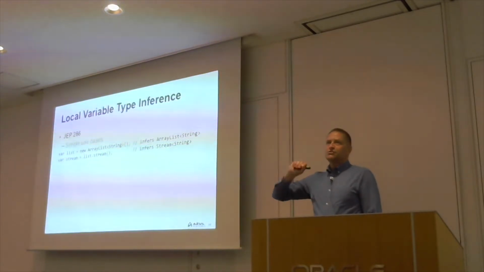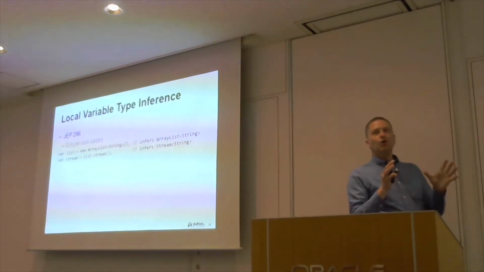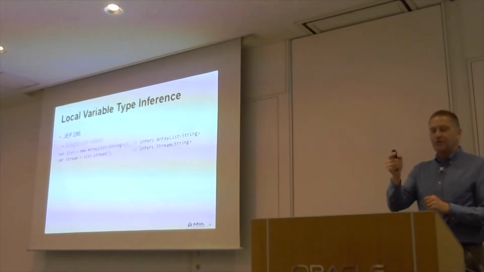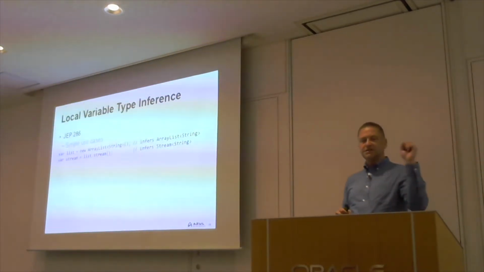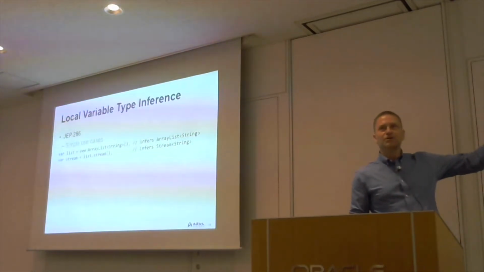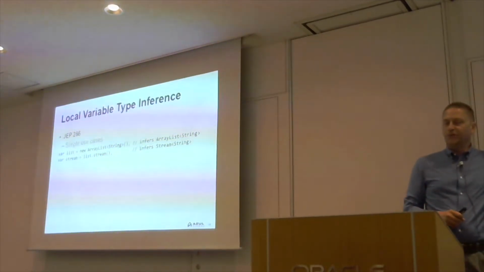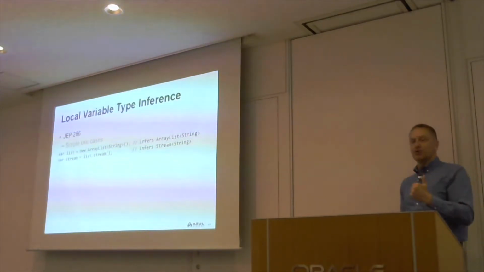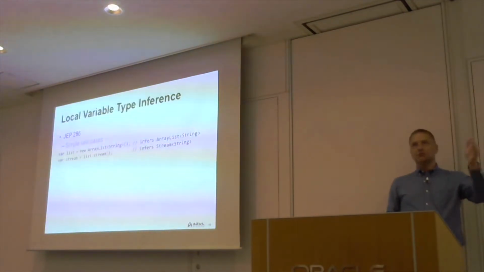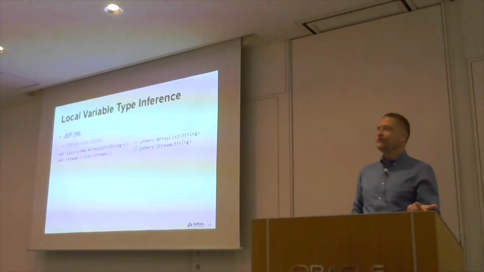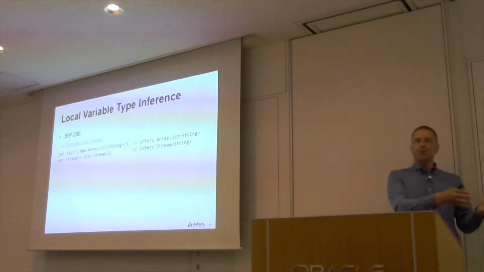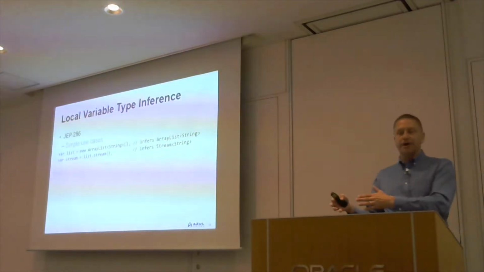What you can now do is, rather than specifying the type of your variable, you can let the compiler infer it for you. A very simple example here is I can say var list equals new ArrayList of type String. In that case, the compiler can very obviously infer that the variable list is an ArrayList of type String. I could do the same thing and say var stream equals list.stream(). And again, the compiler can infer that because list is an ArrayList of type String, the stream we get from that is going to be a stream of type String.